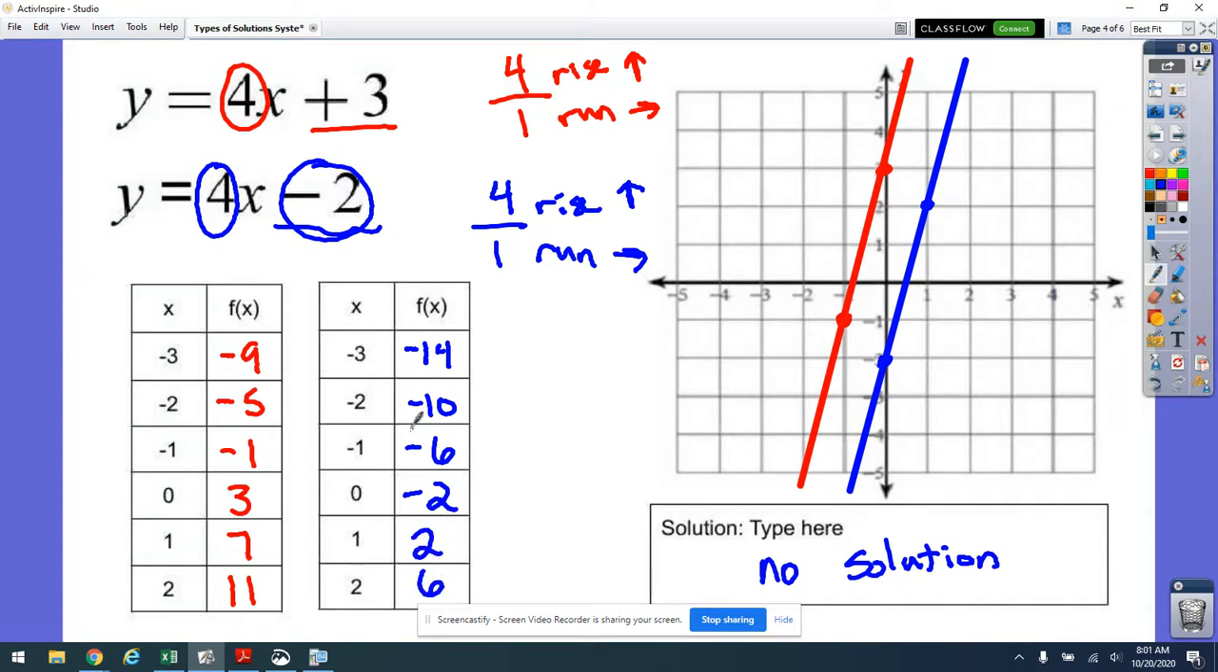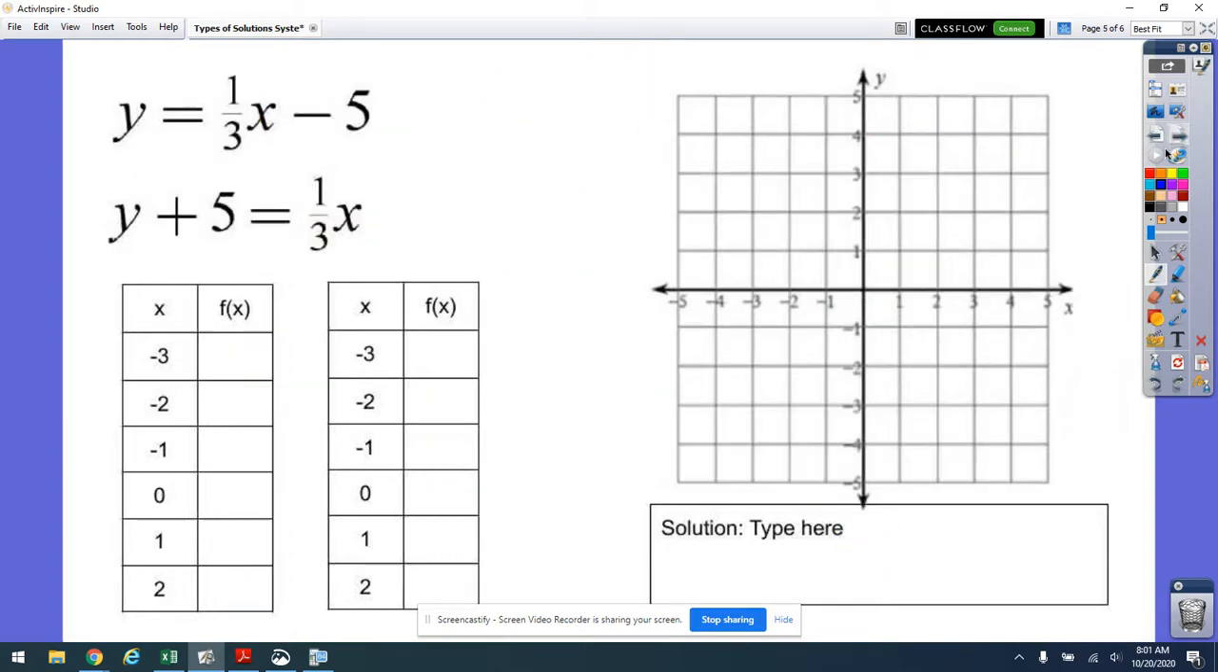So basically, if you take a look, they're never going to come in. So this one's negative going here, this one's negative here, these are positive, so they're always going to be far apart from each other. So this is how we get that no solution example.